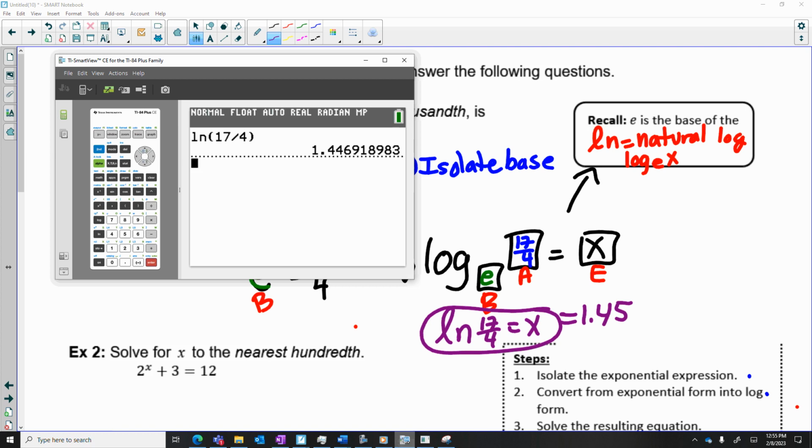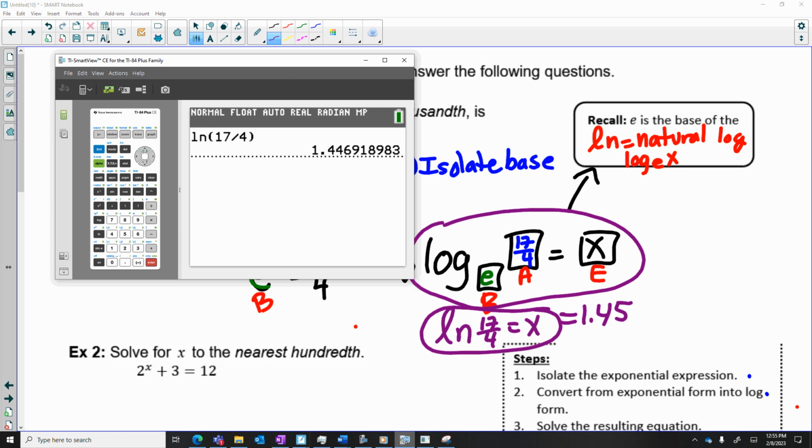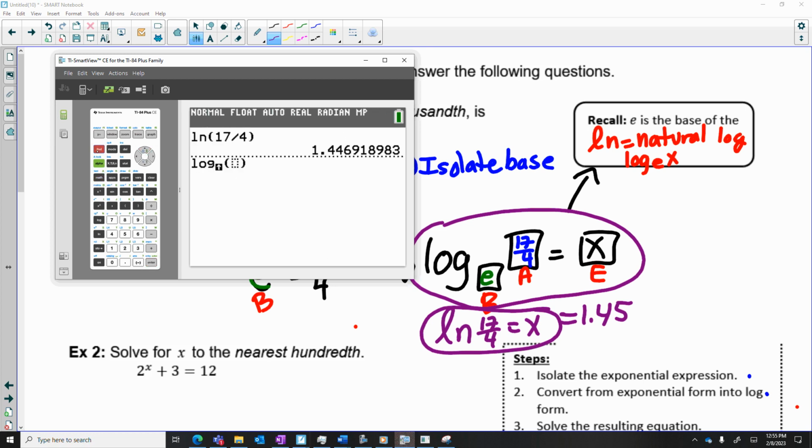Option 2, we could put in log base e, just like it is in this setting here. Log base e looks a little awkward, but it works. Press math, up. Letter A is log base. Put in the base e, which is second division sign, then 17 over 4. You're going to get the same answer, 1.45.